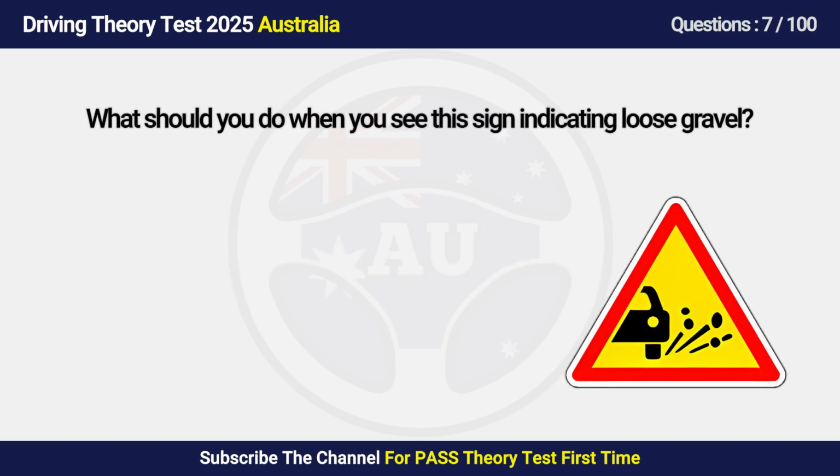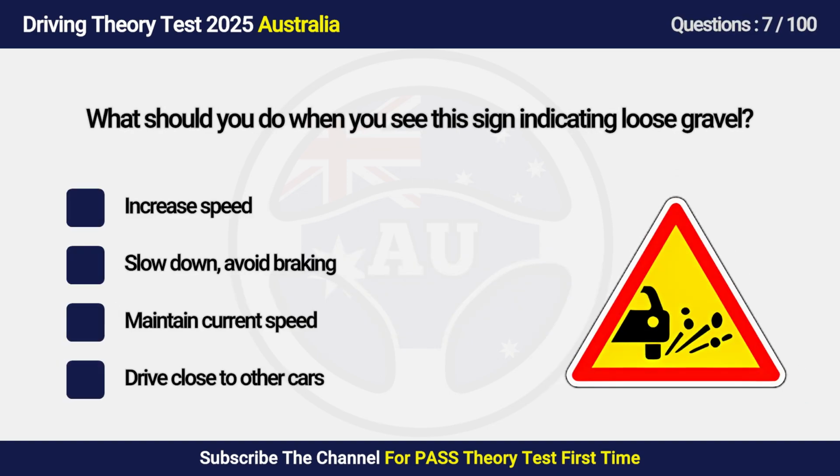Question 7. What should you do when you see this sign indicating loose gravel? A. Increase speed. B. Slow down, avoid braking. C. Maintain current speed. D. Drive close to other cars.